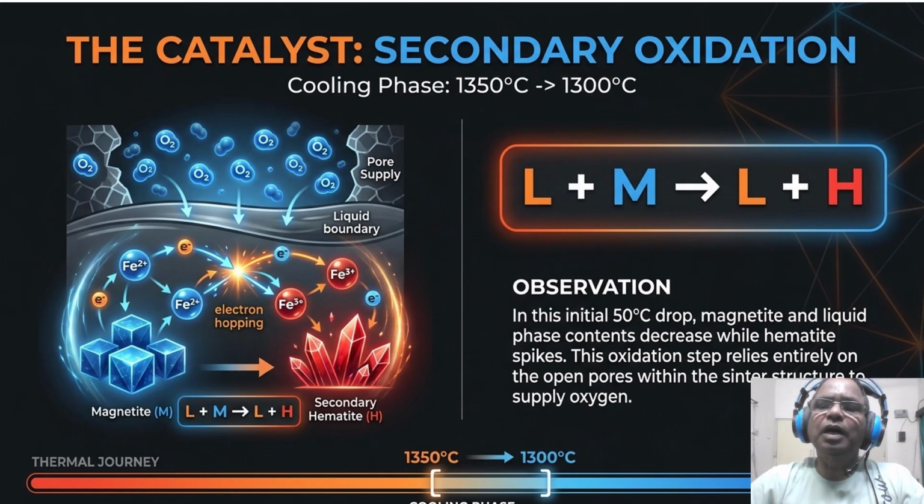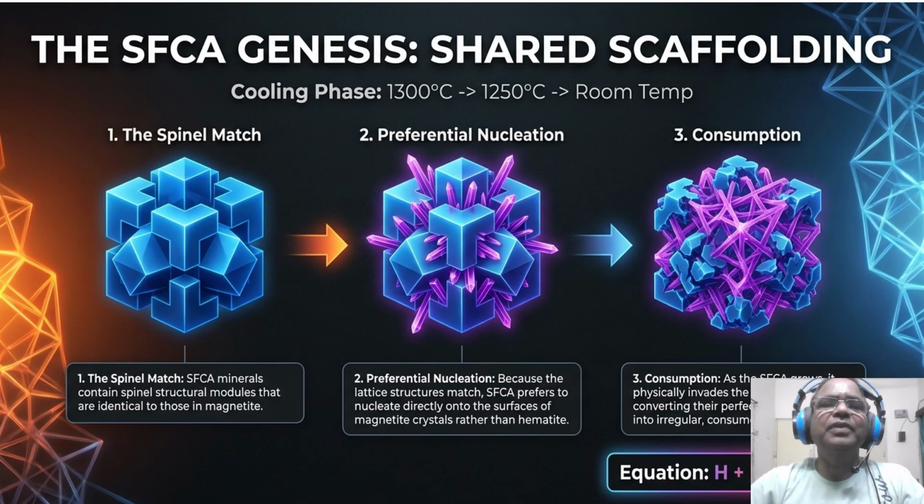Coming to our SFCA genesis, which is about sharing the scaffolding philosophy, SFCA formation is driven by a spinel match. That is because SFCA minerals contain structural modules identical to magnetite. They exhibit preferential nucleation on magnetite surfaces rather than hematite. As SFCA grows, it physically invades and consumes the magnetite crystals, converting idiomorphic shapes into irregular remnants.